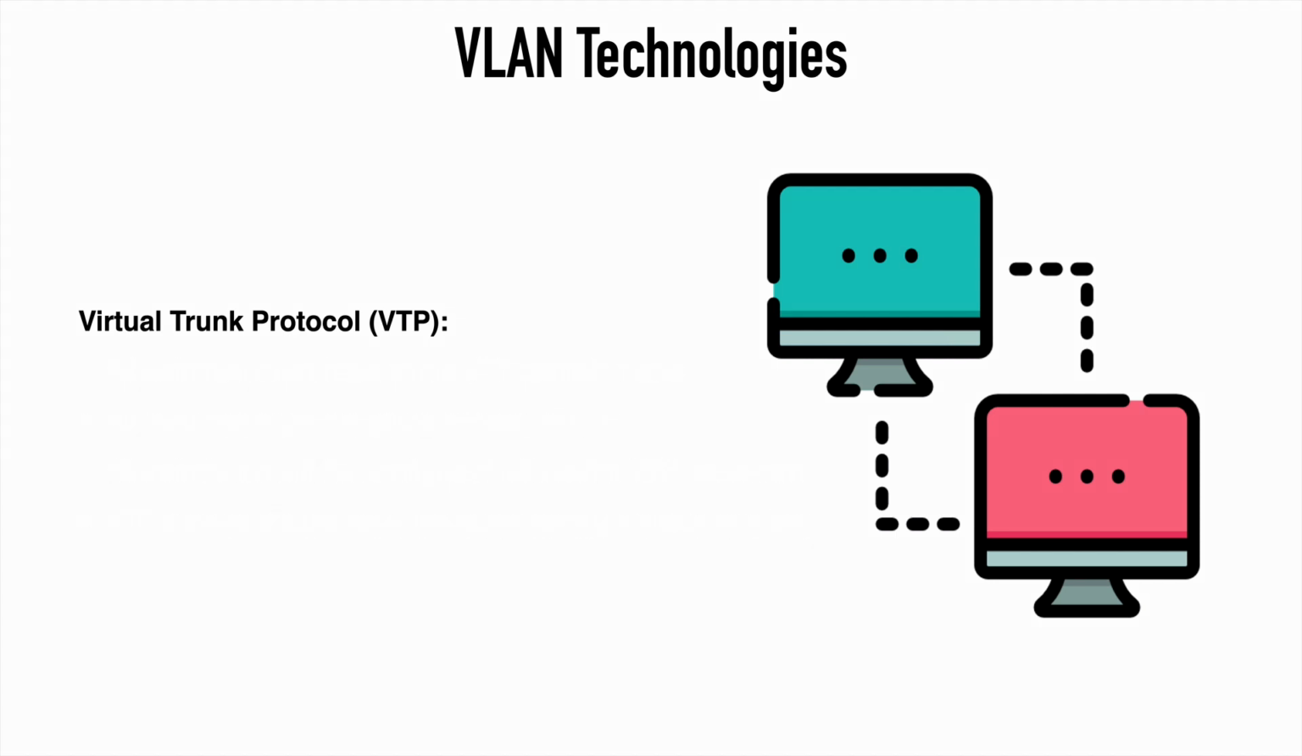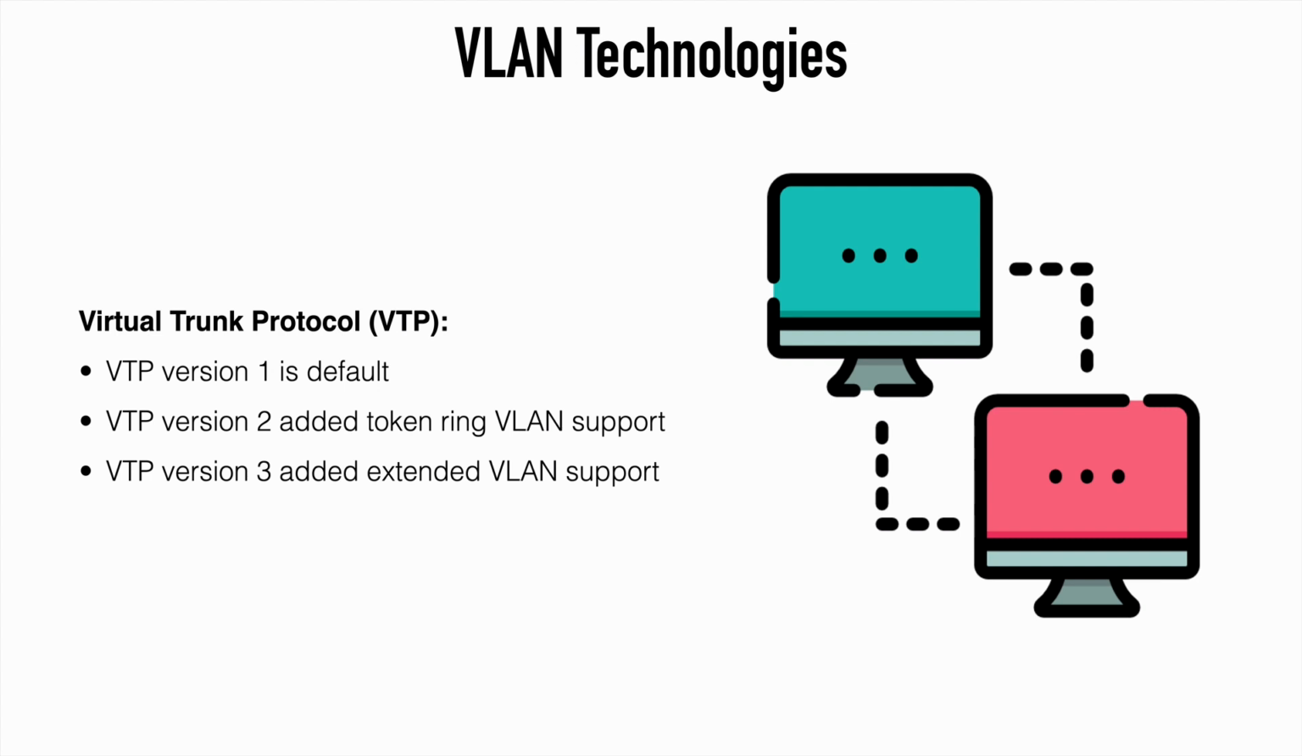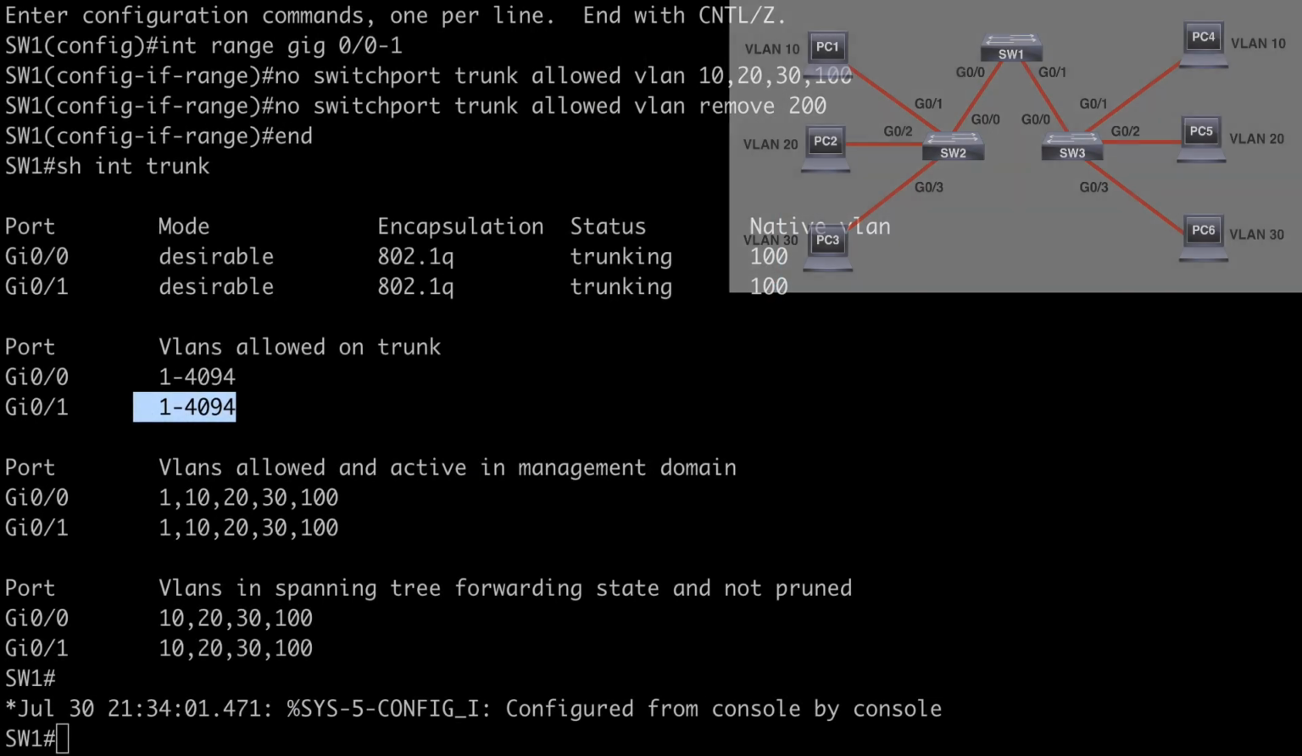You also want to know that there are three versions of VTP, versions 1, 2, and 3. Version 2 is pretty similar to version 1, with the major difference being that token ring VLAN support was added. If you aren't using token ring VLANs, which you probably aren't these days, there's really no reason to use VTP version 2. VTP version 3 added support for extended VLANs and the ability to create and advertise private VLANs, which we'll discuss later in the network security section of our blueprints. So let's look at both methods for configuring VTP.